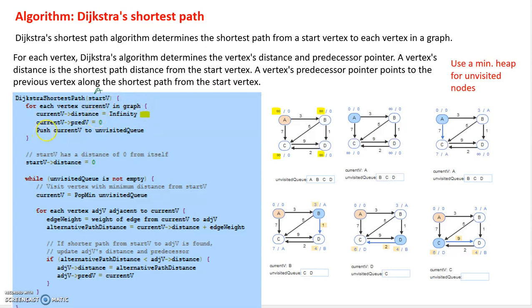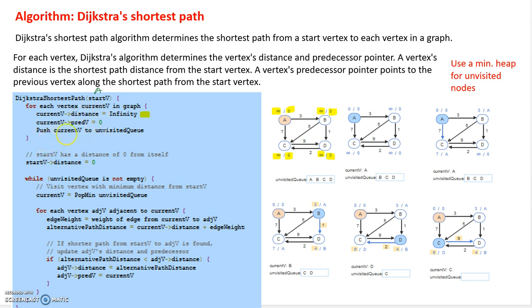And also each node in the graph keeps track of its predecessor node. If you have the shortest path, the predecessor node helps you reconstruct the shortest path. So each node keeps track of that predecessor path. Initially, they're all set to 0 or null, if you want to call it. So that's the initialization that's done once at the beginning of the algorithm.